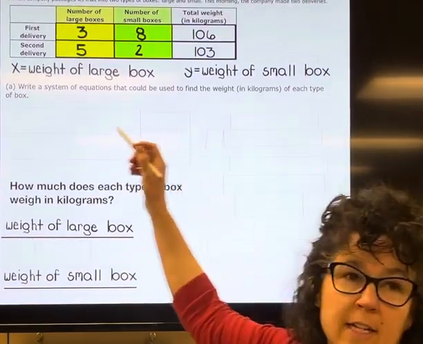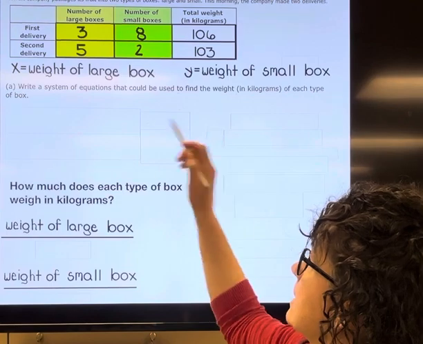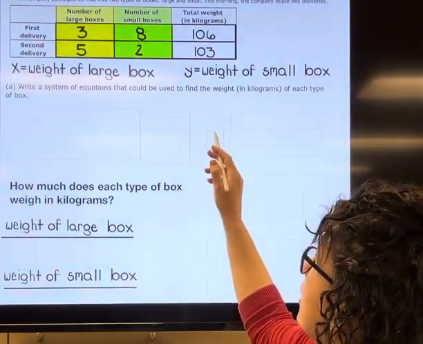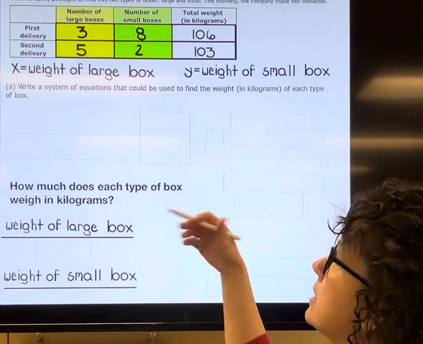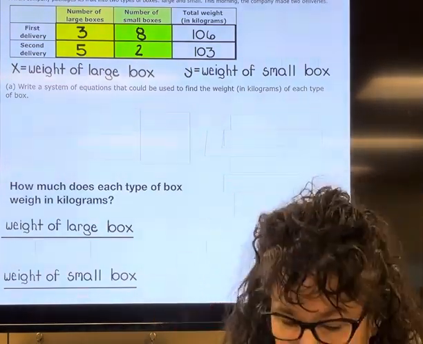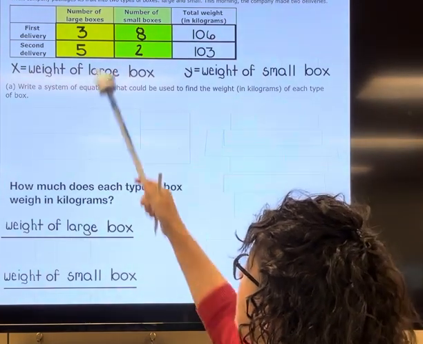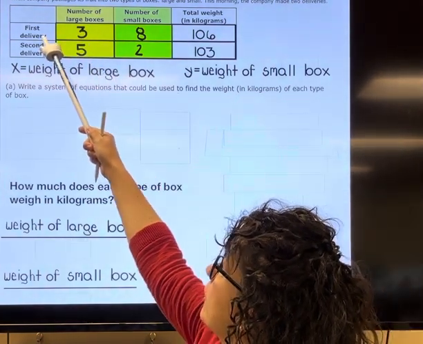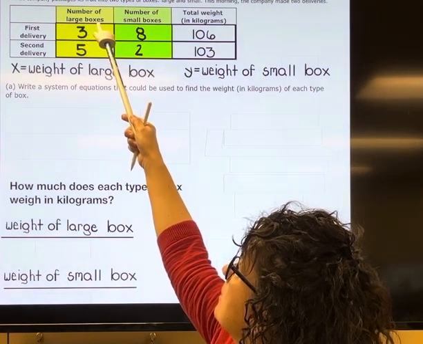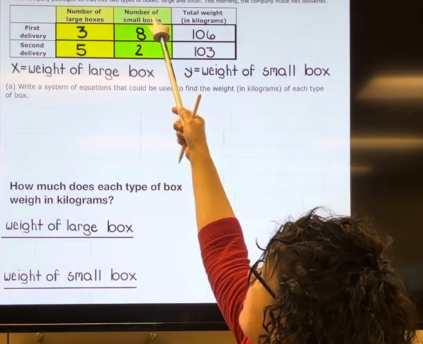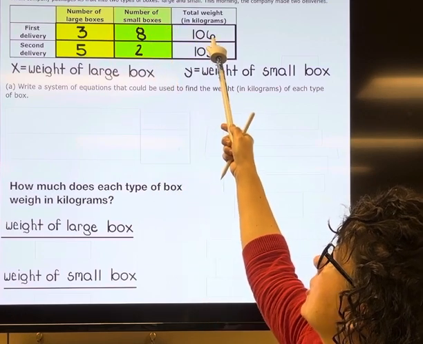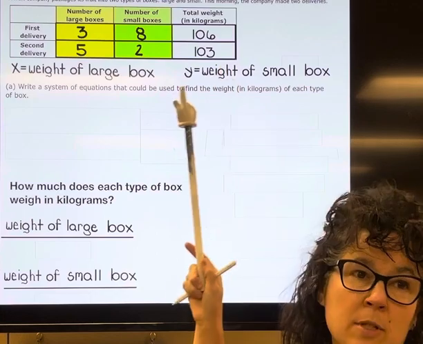The table is giving us a bit of information, and it says that we've got a packing fruit company here, and it's putting some of the fruit into small boxes and some of them into large boxes. The table is indicating that we have, for the first delivery, 3 of the boxes are large boxes and 8 of the boxes are small boxes, and that's a grand total of 106 kilograms of weight.